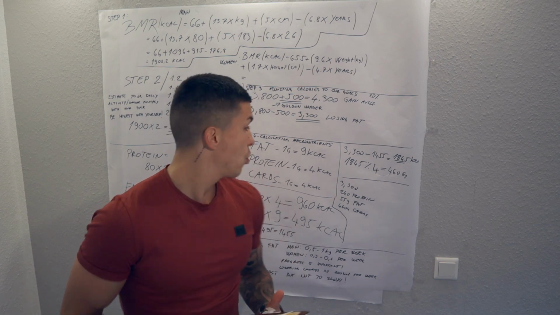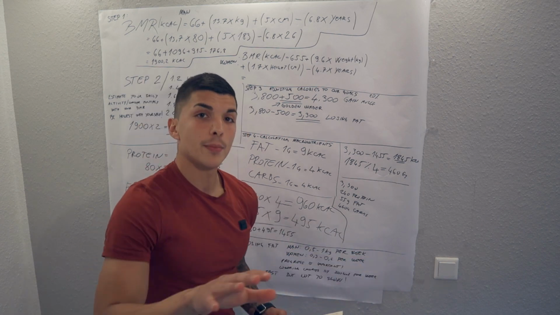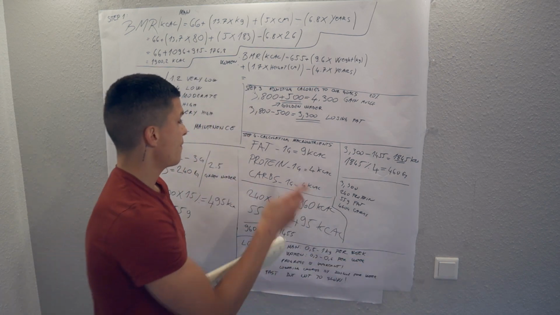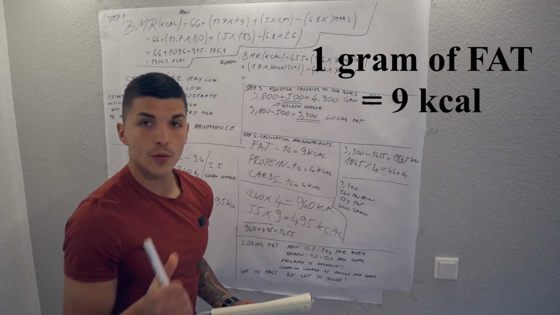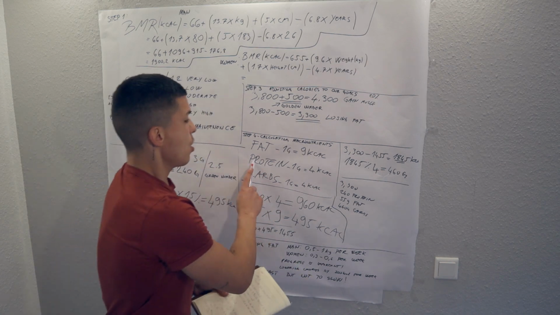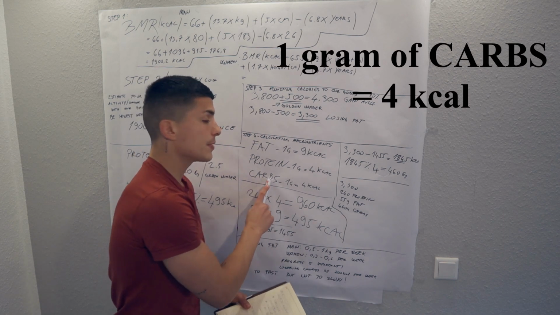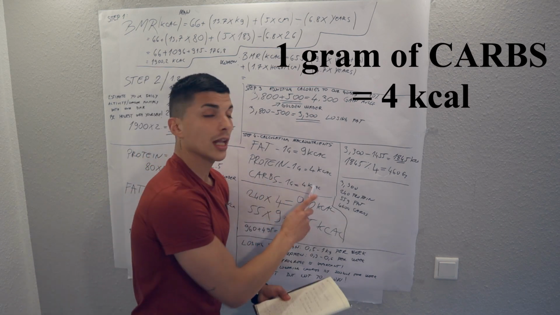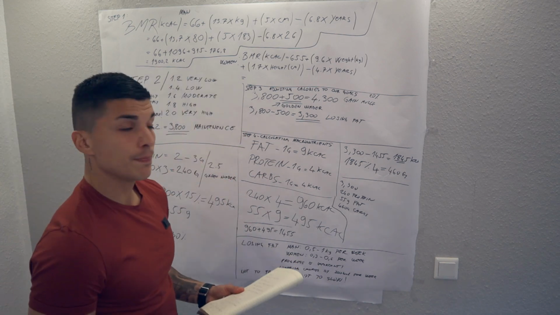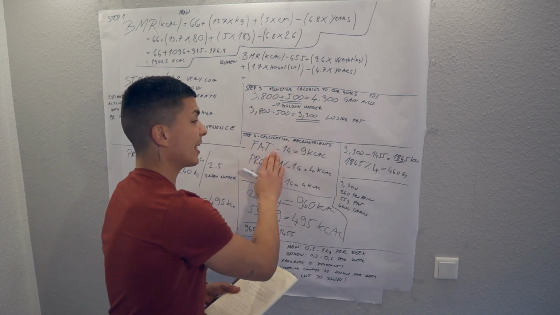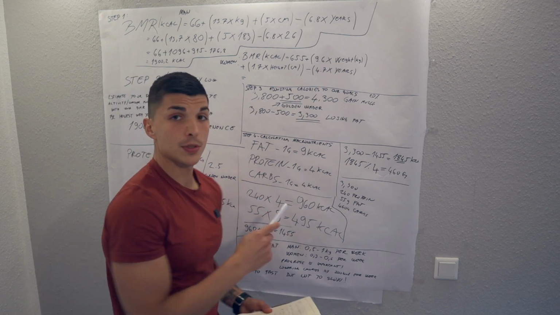First of all, we want to know how many calories 1 gram of each macronutrient has. Fat has 9 calories per 1 gram. 1 gram of protein gives us 4 calories, and 1 gram of carbs is exactly the same, 4 calories per 1 gram. So right now we simply want to calculate exactly how much fat, how much protein, and how many carbs we need.